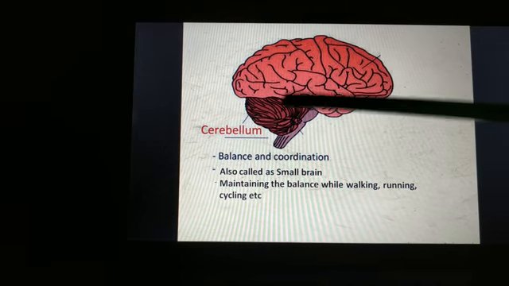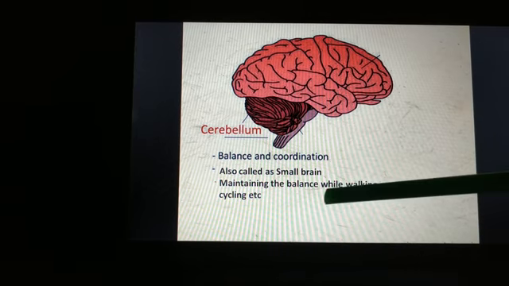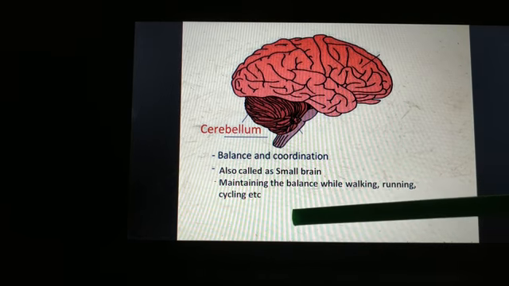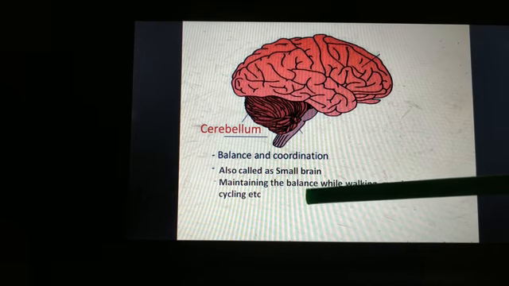So it maintains the balance of our body. Because of this only we are able to walk, run and do cycling. We are able to maintain the balance in our body.